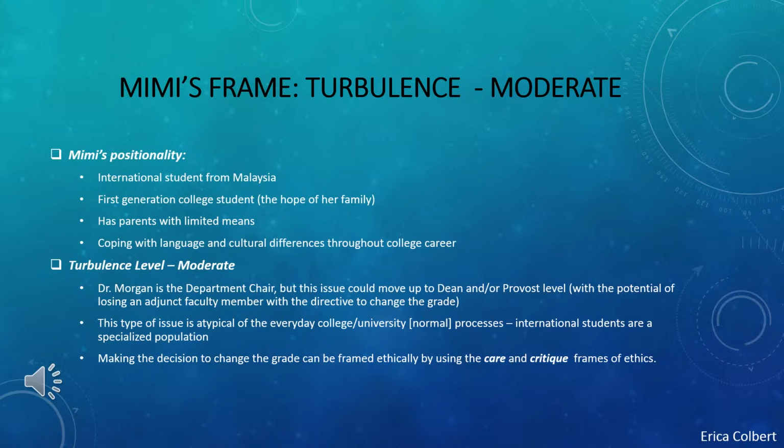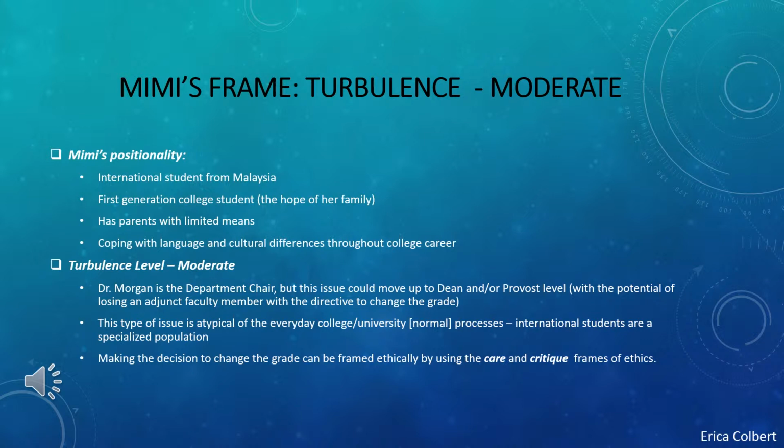Mimi's frame. The turbulence level, moderate. But before getting into the turbulence level, I'd like to establish Mimi's positionality. Her position is that she is an international student from Malaysia. She is a first generation college student, so she is the hope of her family. Her mom and dad are relying on her to graduate, and once she graduates, get a good job in order to assist them financially and to help with the family.